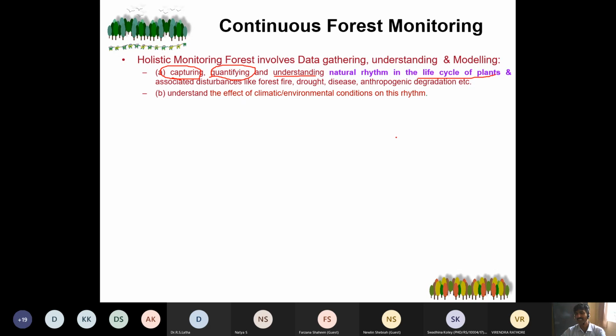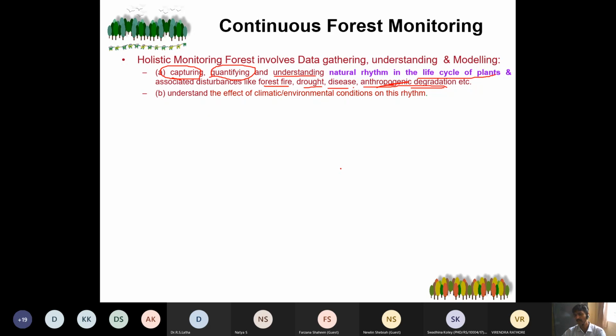Also, this continuous data will help us to know the disturbances, how the disturbance has spread over time, like a forest fire or a drought or a disease or even a human intervention, which we have seen in the previous slide, how the anthropogenic degradation has changed from 94 to 2001 in the Assam Arunachal border, right? This is one part, the physical status.